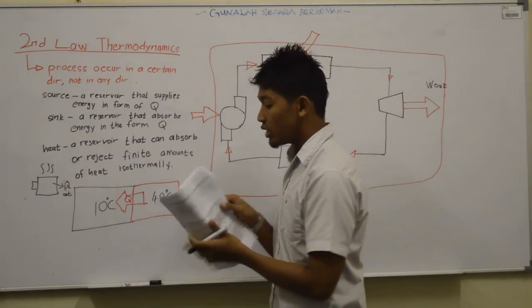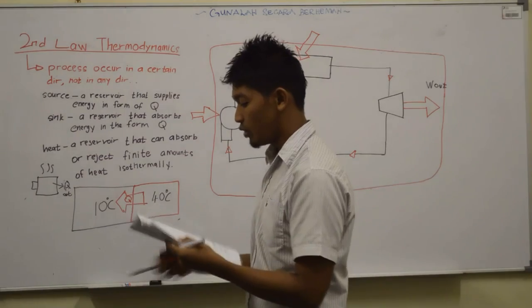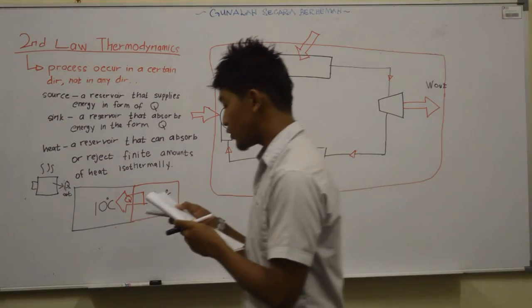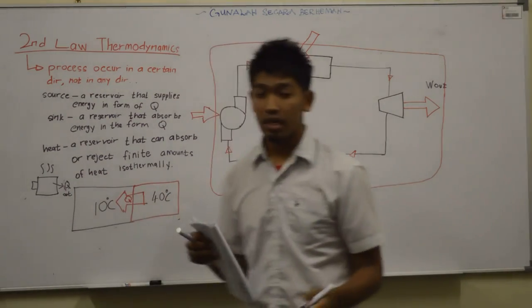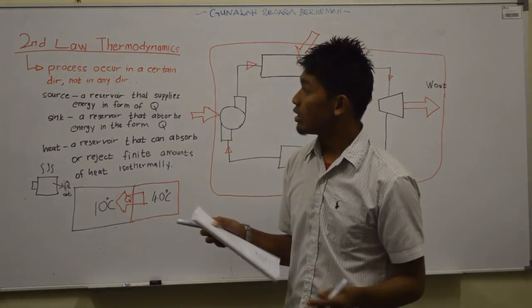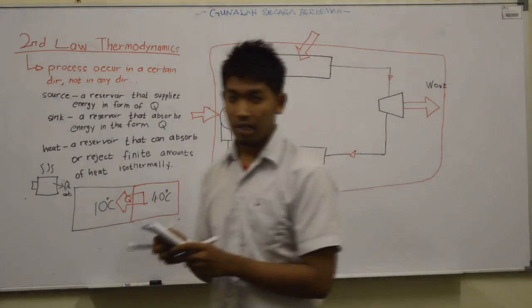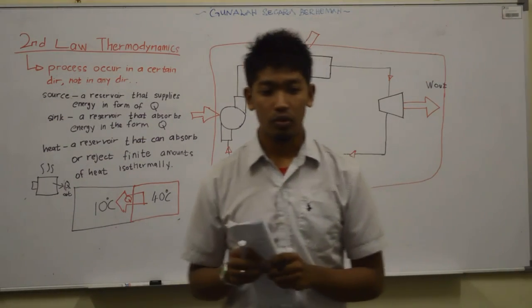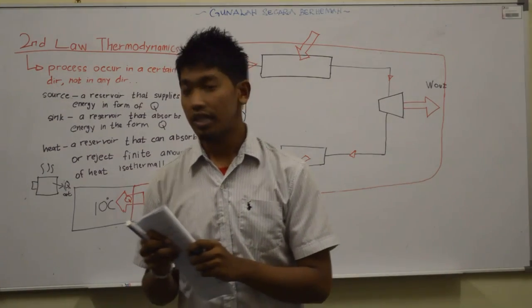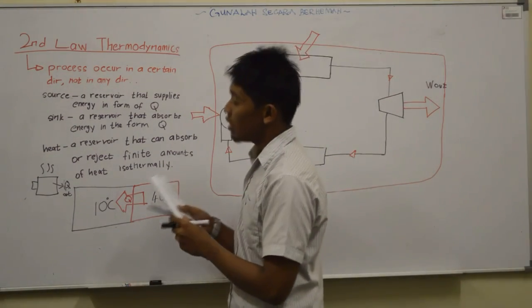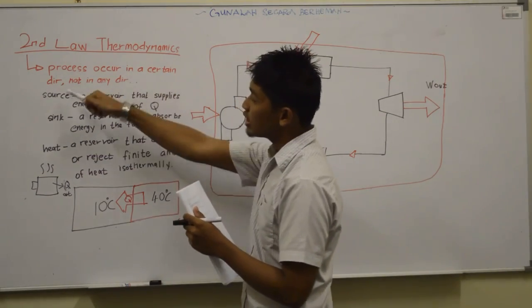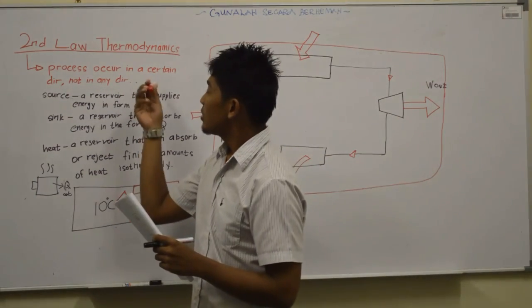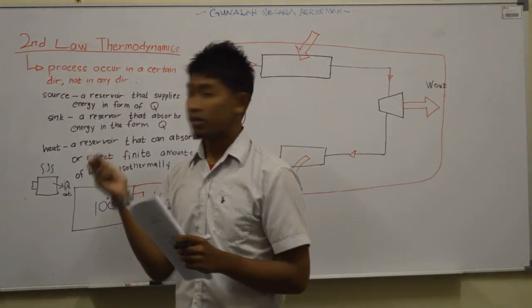Okay, as we know, before this we have learned the first law of thermodynamics. So a process will not occur unless it satisfies both the first and the second law, which means the process cannot happen if it does not obey the first law of thermodynamics, which states that energy cannot be created or destroyed but can change form, which is also the same as the conservation of energy. And then the second law is that the process occurs in a certain direction, not in any direction, which means the process needs to obey the first law and the second law of thermodynamics in order to be called a process.